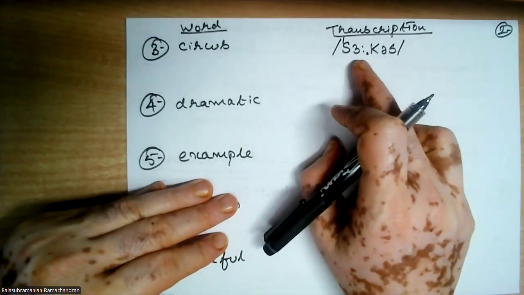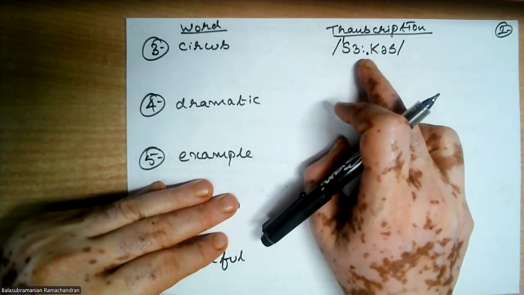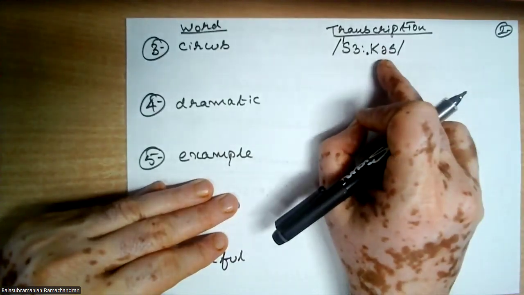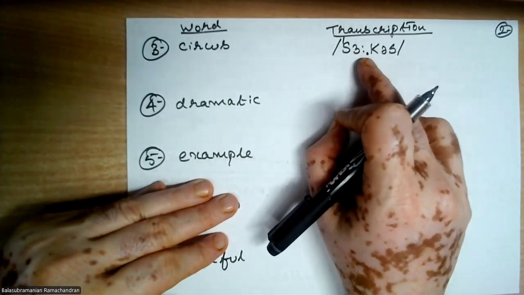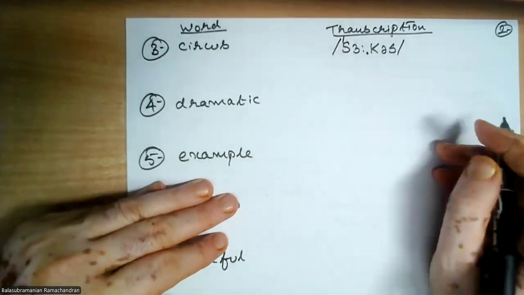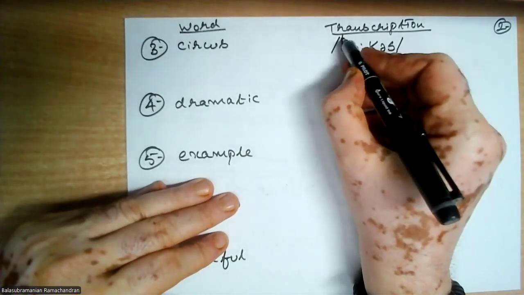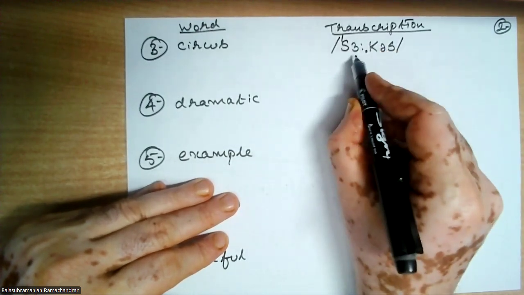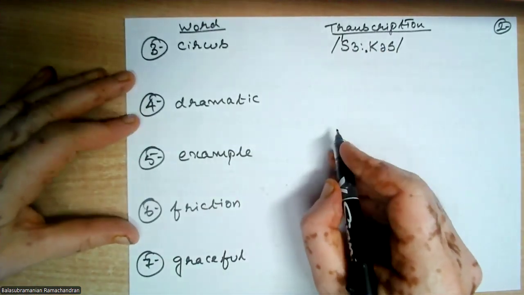We usually mark the syllable boundary. Okay, this is one syllable, this is the second syllable. We mark it with a small dot, and we mark the stress syllable with this diacritic. Okay, we use this to show that this is the stress syllable. Now let's move to word number 4.